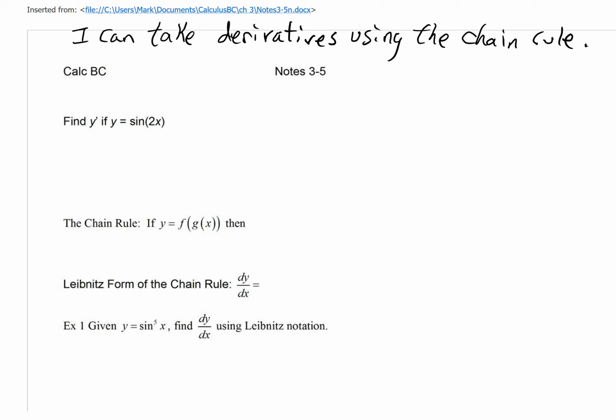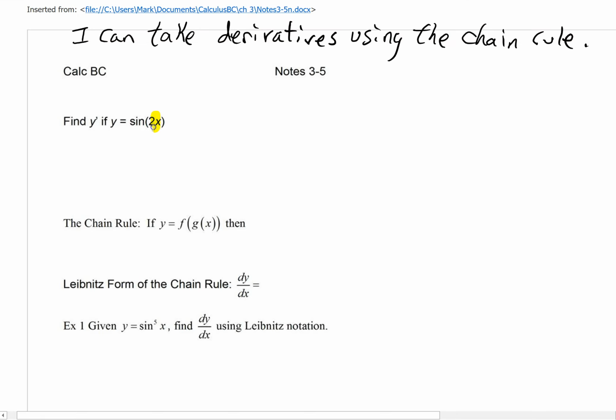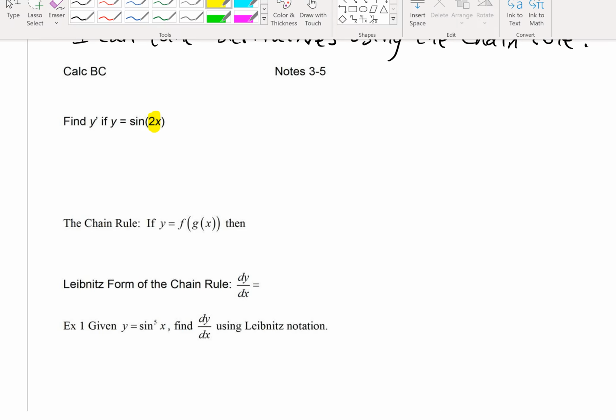Calculus BC, we are looking at one of the most important lessons of the year. It's the chain rule. You can see our learning target up at the top. I can take derivatives using the chain rule. The chain rule deals with a composition of functions, a function that is inside of another.